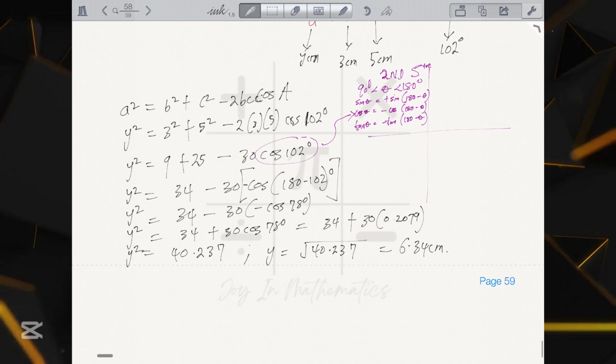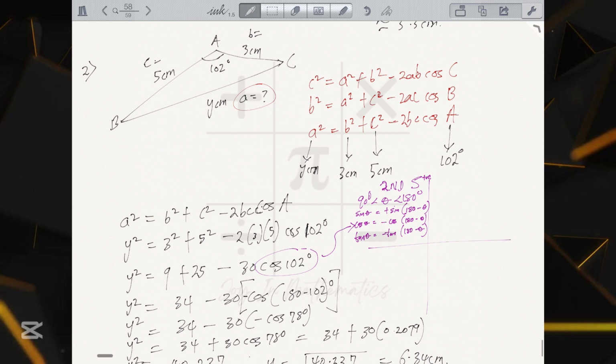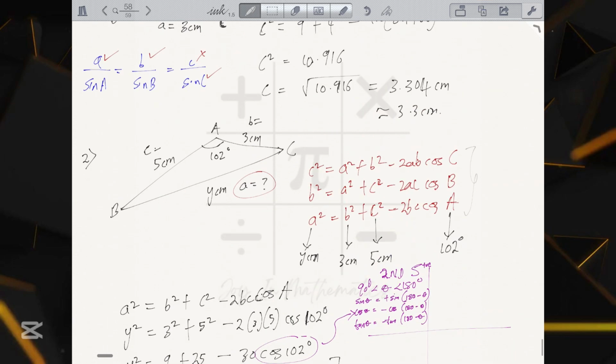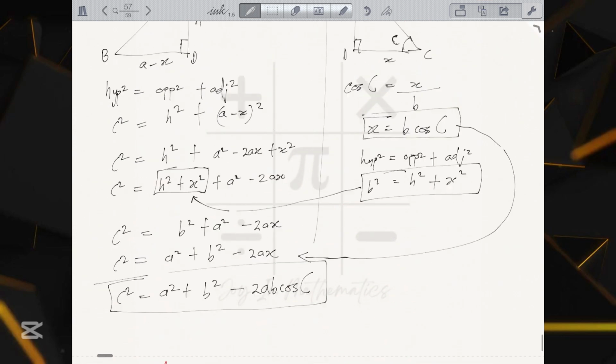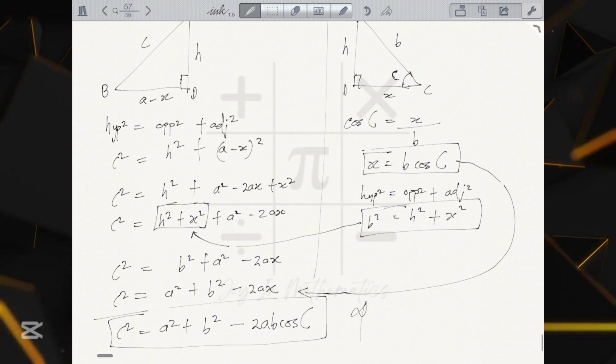So we have seen how to apply the law. We also saw how to derive the law. Let's take more examples on cosine law or cosine rule to establish understanding.